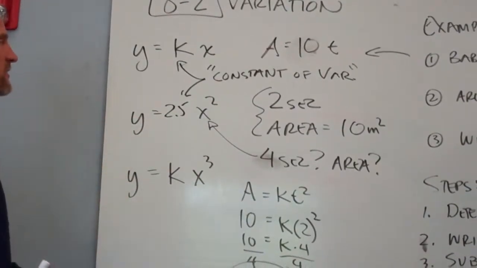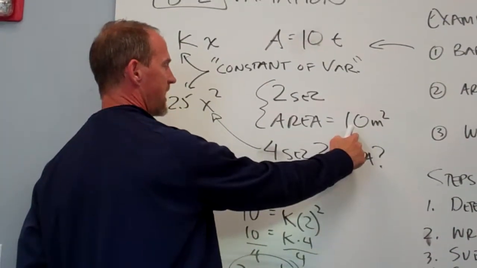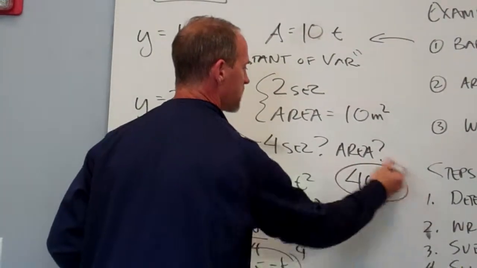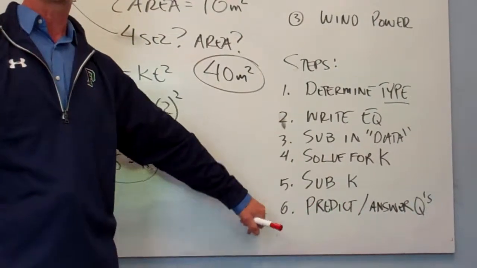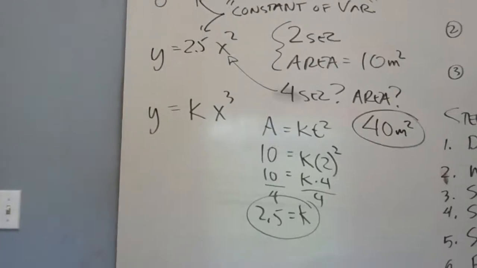And so it turns out that the area has gone from 10 at 2 seconds to 40 square meters at 4 seconds. Okay? So that would be your solution. So you sub k back in, and then you answer the question or make a prediction about something that's going to happen in the future. All right? So one more example.